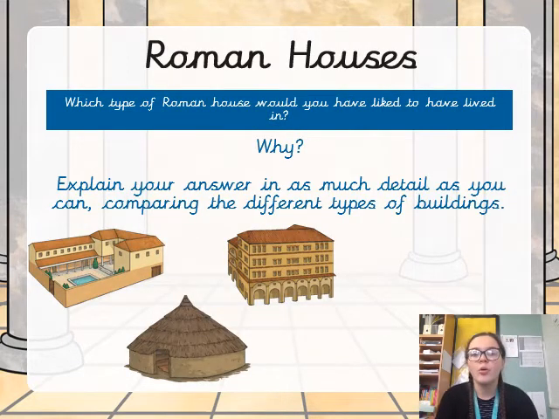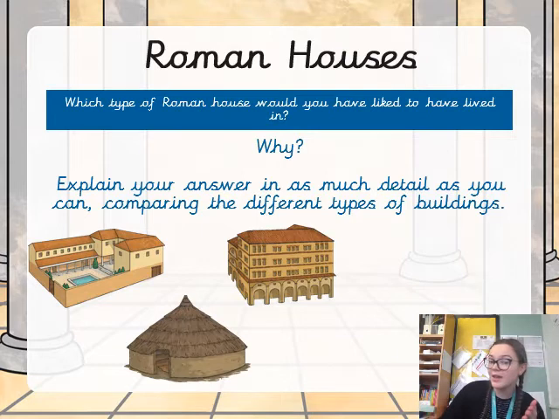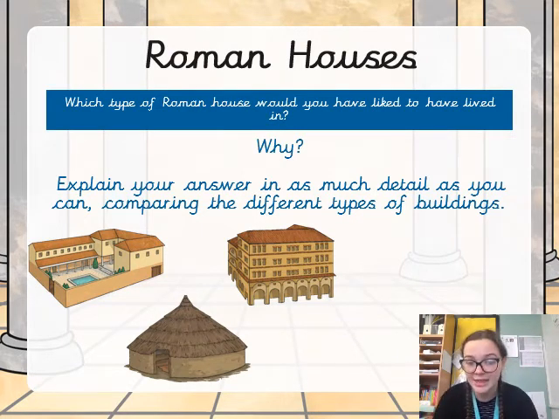Okay, so which Roman house would you have liked to live in and why? Okay, so I want you to answer in as much detail as you can. I want you to compare the different types of buildings. I don't want you to just say, I want to live in Adomus. I want you to tell me why you want to live there. I want you to tell me why you don't want to live in one of the wooden huts, for example. I want you to explain your answers in as much detail as you can, okay?